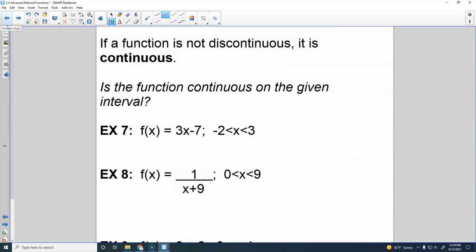Okay. So let's talk about something different. The way we answer these next questions is slightly different than the way that we answer the first ones. So the first ones, we were just saying, here is our discontinuity.